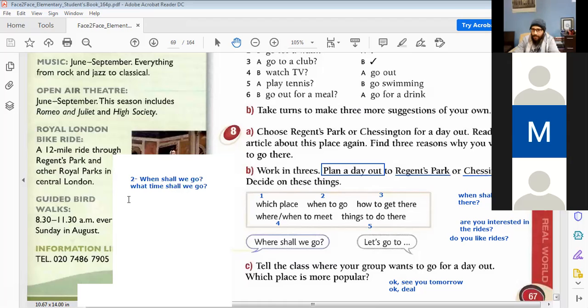For number 3 you can say how can we get there. How shall we get there. That works too. You can say by car, we can use my car, by bus, by train, any means of transport.